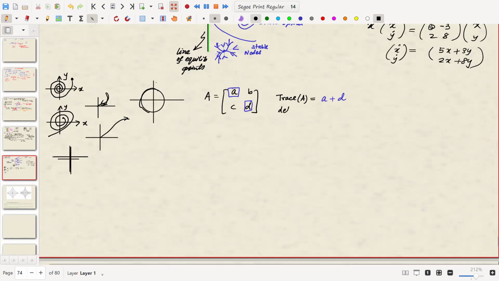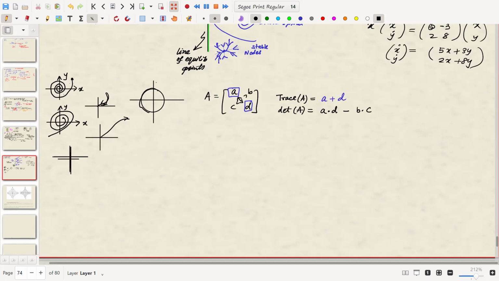Then what is the determinant of A? That is, we denote it by det A. How do you compute the determinant of A? You multiply these two, that is A into D, then you subtract B into C. Yes, so this is the determinant.